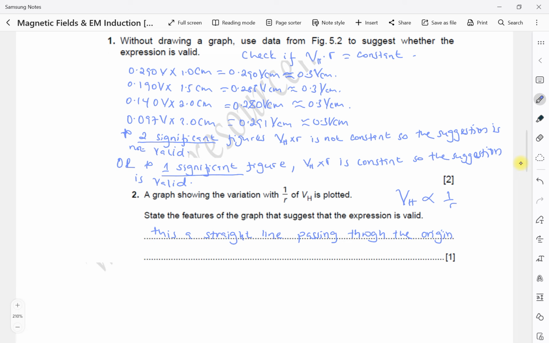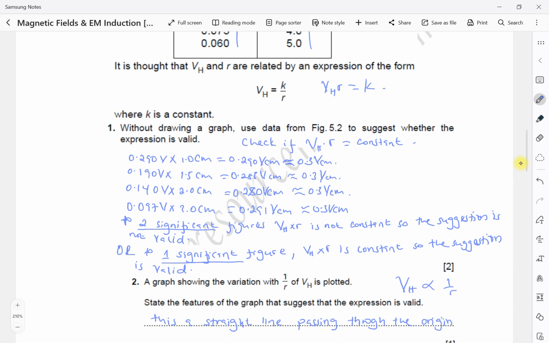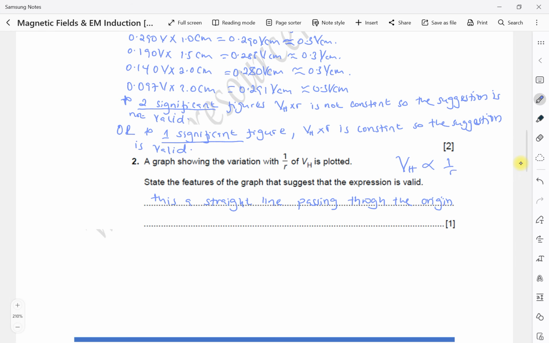If a graph plotted was of VH against R for this equation here, it would not be a straight line, but this is VH against 1 over R. So as 1 over R increases, VH also increases. So that is a straight line. So you should not confuse a VH against 1 over R graph with a VH against R graph.